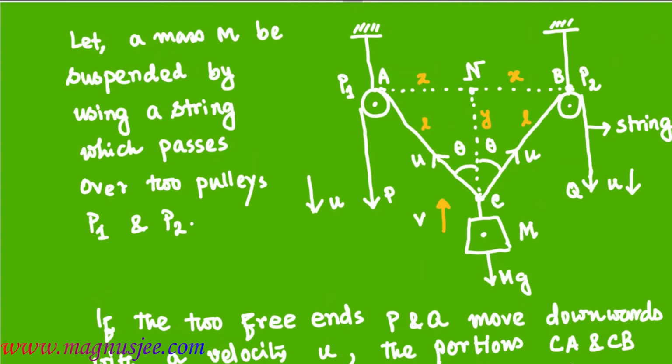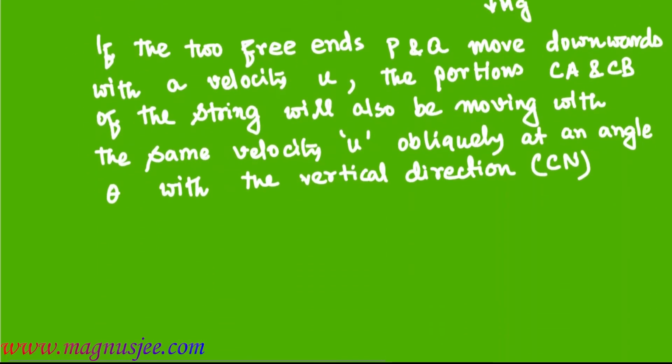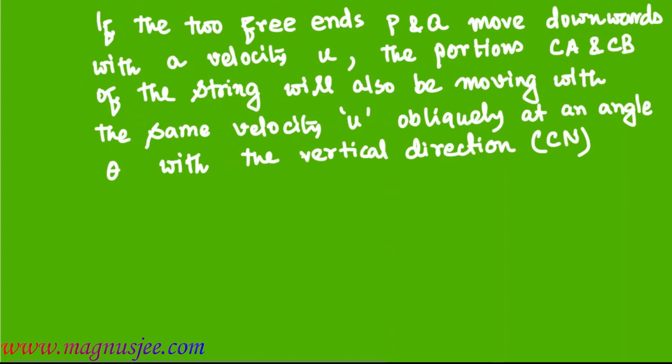That means if the two free ends P and Q in the diagram are pulled downwards with a velocity u, in that case the oblique portion CA will be moving with a velocity u, making an angle theta. And similarly, CB will be moving with velocity u, and that oblique portion CB will be at an angle theta with the vertical direction CN.